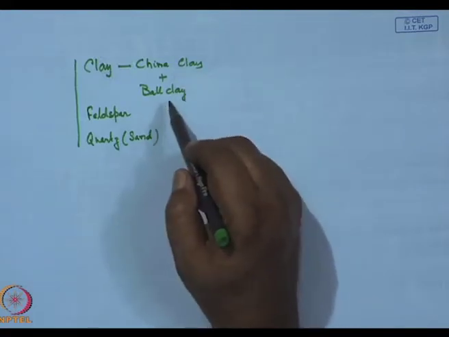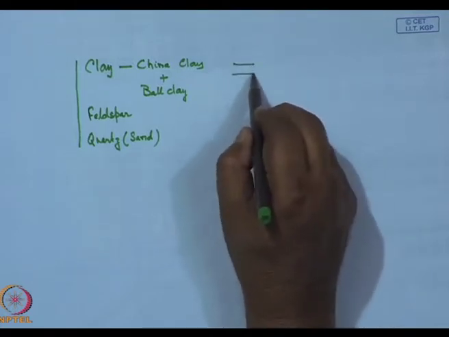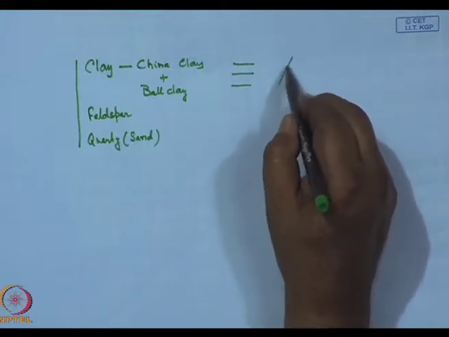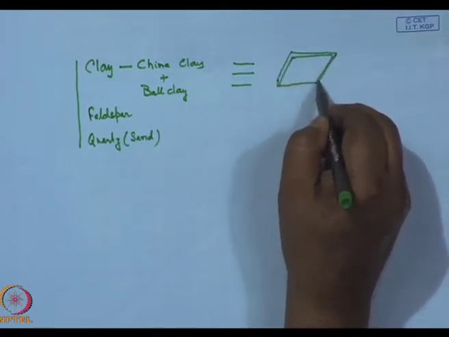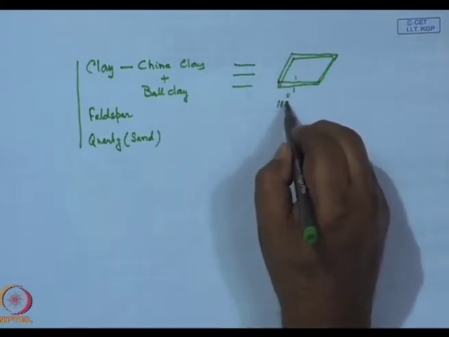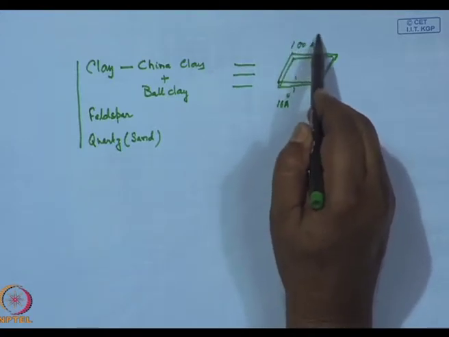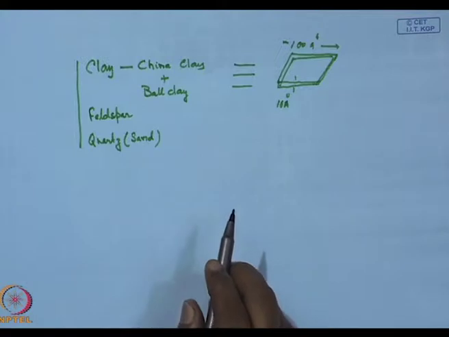What is done? The China clay, ball clay, feldspar, the quartz or the sand, they're ground to a fine powder and then they're shaped in the form of a cup. Here, the clay, especially the China clay, has flat plate-like structures, very thin. Each of the platelets, if I look at it, is like this. The thickness is 10 angstroms or somewhere thereabout. They are 100 angstroms apart. And this itself helps in ensuring that once the cup has been shaped, it stays that way.